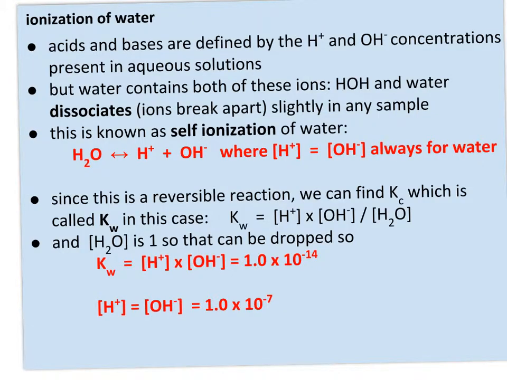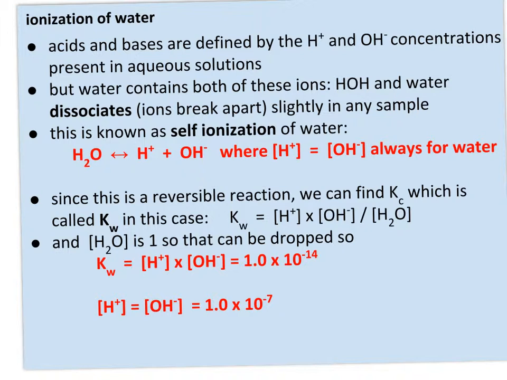So where did the 0 and 14 and 7 all come from? Well, it's based off this idea that water also ionizes. Acids and bases are defined by the H plus or the OH minus that they release in an aqueous solution. But remember, water contains both these ions, and water actually dissociates or breaks apart slightly in any sample. If you're drinking a glass of just water, there are some H2O molecules, and there are also some H plus and OH minus ions in there.